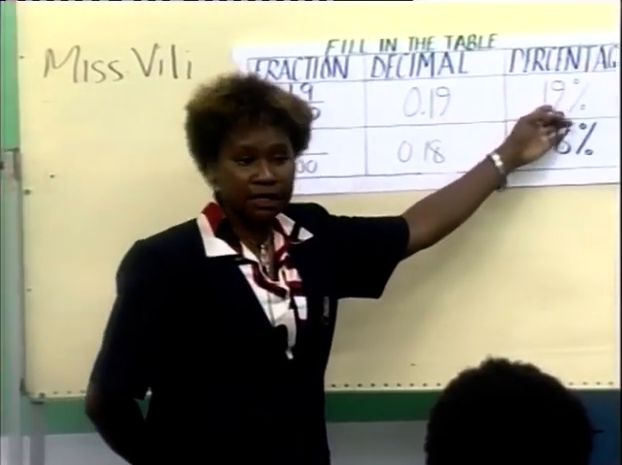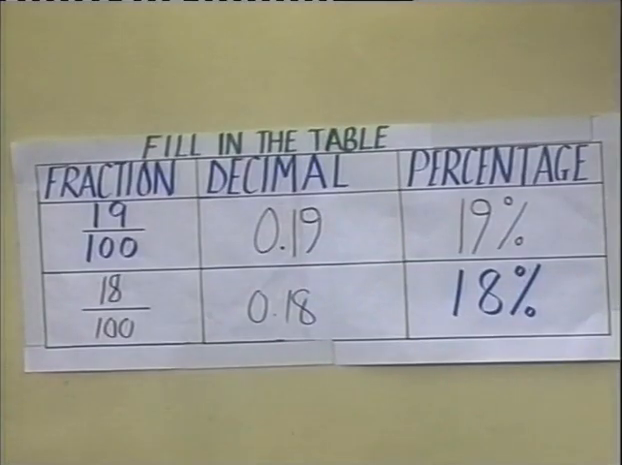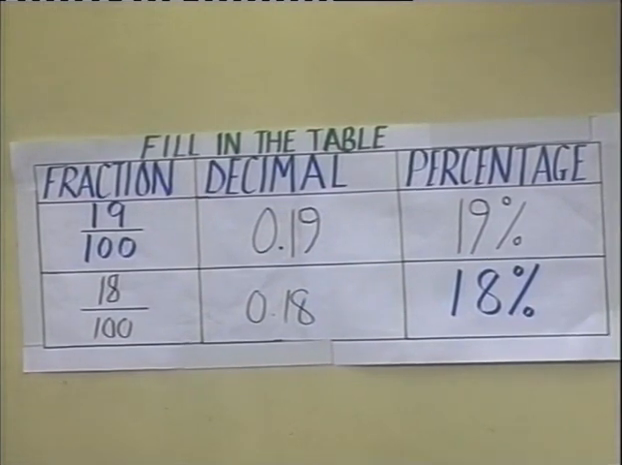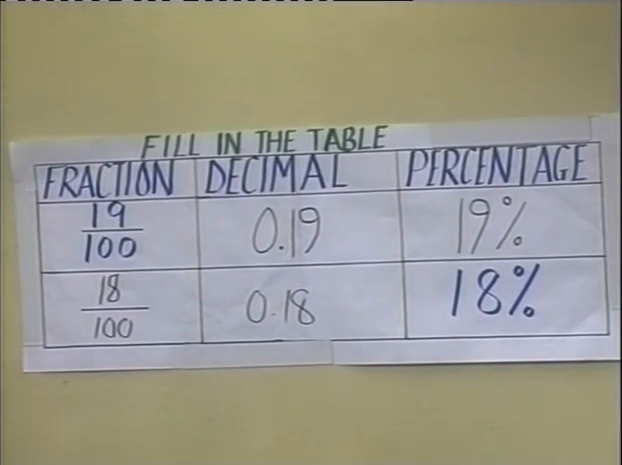Changing this into a percentage, what is the rule? How did she get 19%? Michael? Multiply by 100. Okay. Multiplied 19 over 100 times 100. Why? Who can tell us the reason why she multiplied by 100? Because the percentage is always over 100.